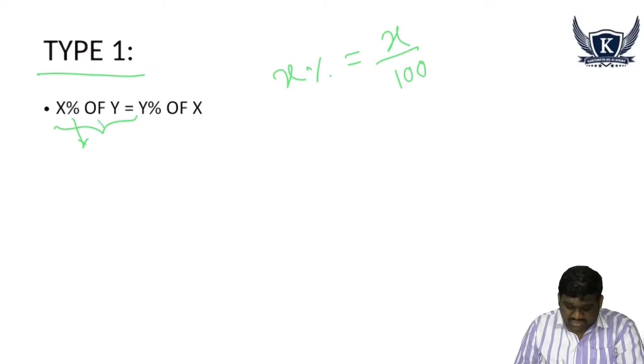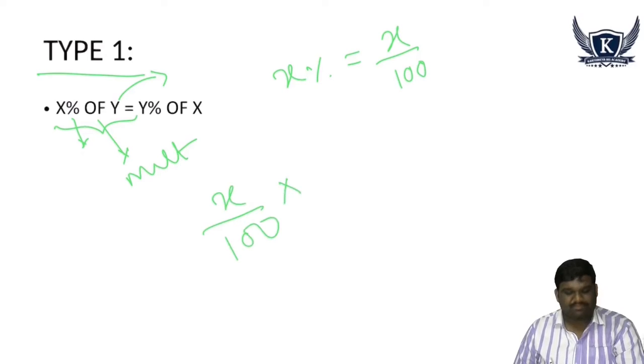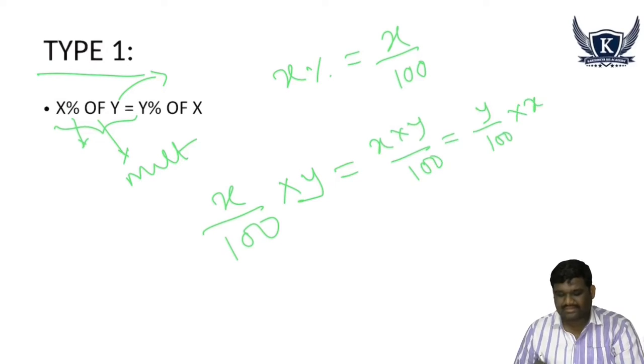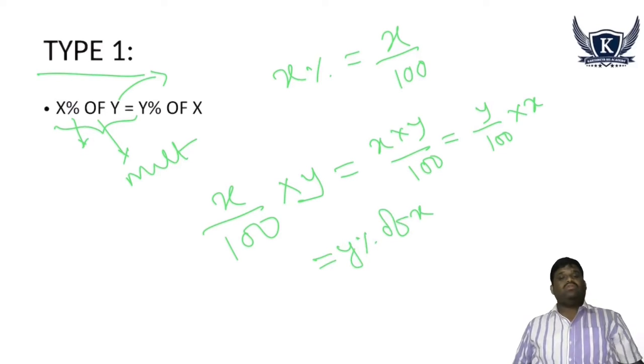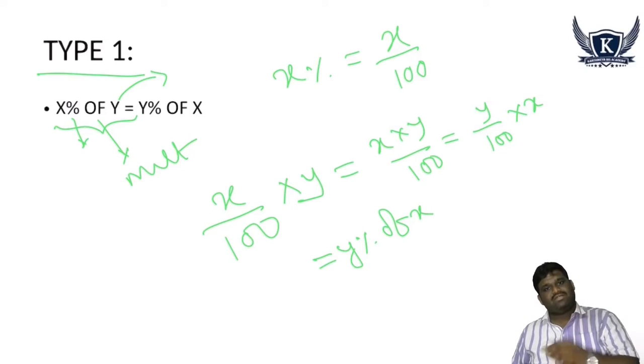So x% of means multiplication. So x% of y is x by 100 of y, where of means multiply. So this can be written as x into y by 100. This can be written as y by 100 into x. So at last I can write this as y% of x. So what is x% of y? x% of y is nothing but y% of x.